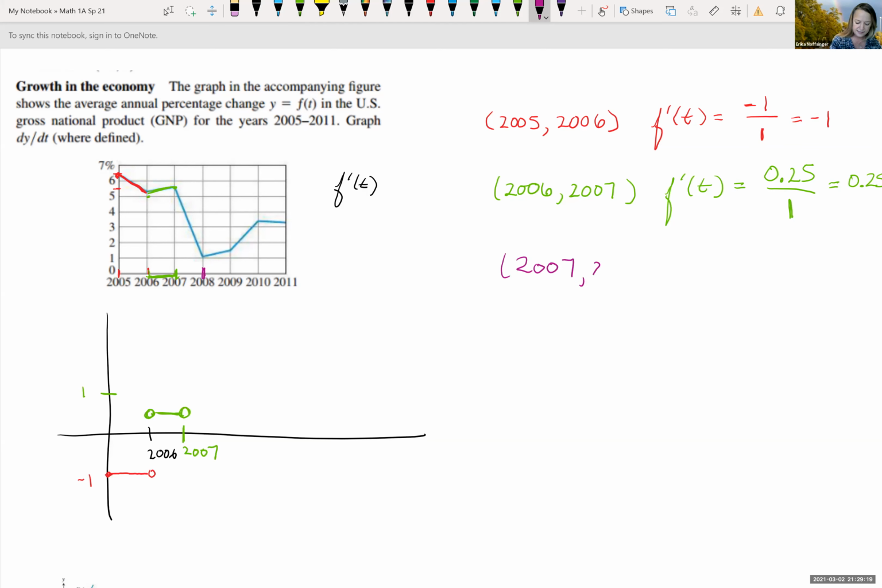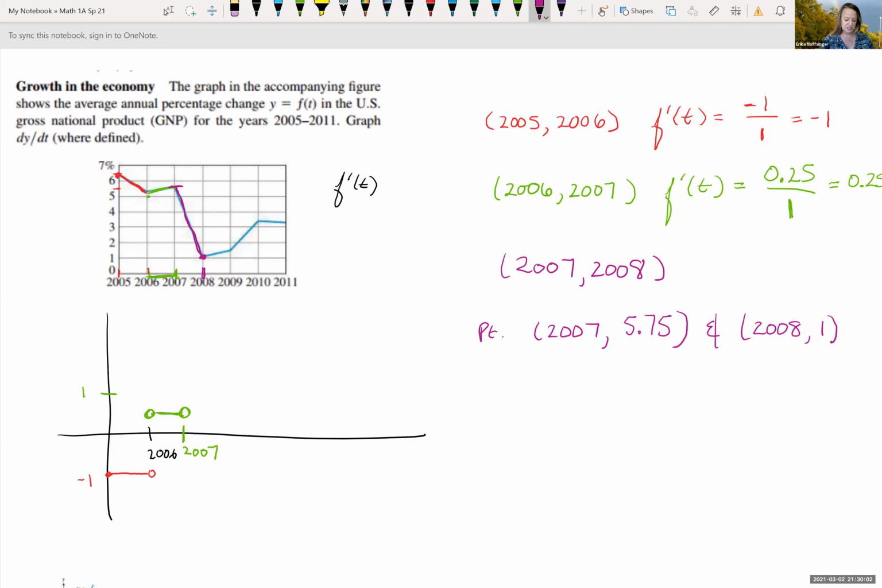And now 2007 to 2008, we want to find what is the slope there. Again, it's a line, it's decreasing. So let's write it as points. So 2007 is the t value. My y value, we had said that that was 5.75. So that's the point. And we have a point at 2008. Our y value there looks like a 0. I'm sorry, not 0, looks like 1.